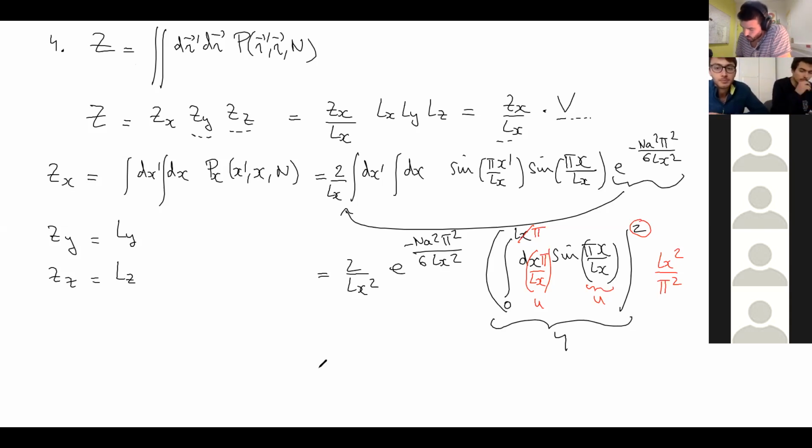Okay, perfect. So we have here the integral of a sine. The primitive is a cosine. Between 0 and pi, it will give 2. And there is a square, so this is 4. So you end up with the following expression: 2 times 4 is 8, the L squared vanishes, and you have pi squared and an exponential. So this is Zx.